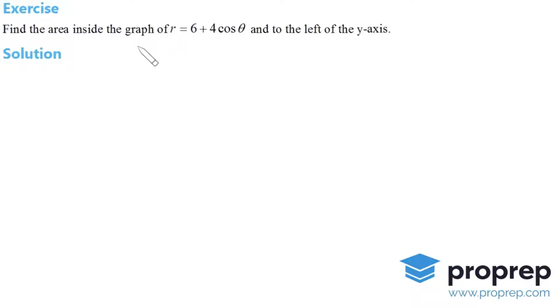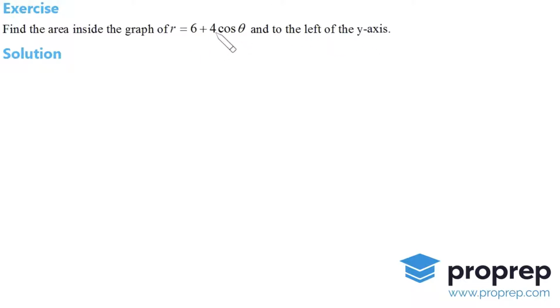In this exercise we're given a graph, and this happens to be a closed curve. As theta goes from 0 to 2 pi, it goes around once counterclockwise, and we want not the whole area inside this curve, just the bit to the left of the y-axis.